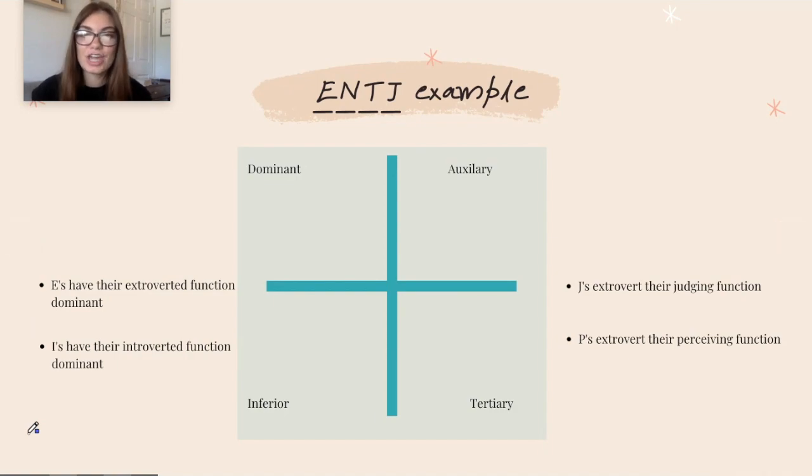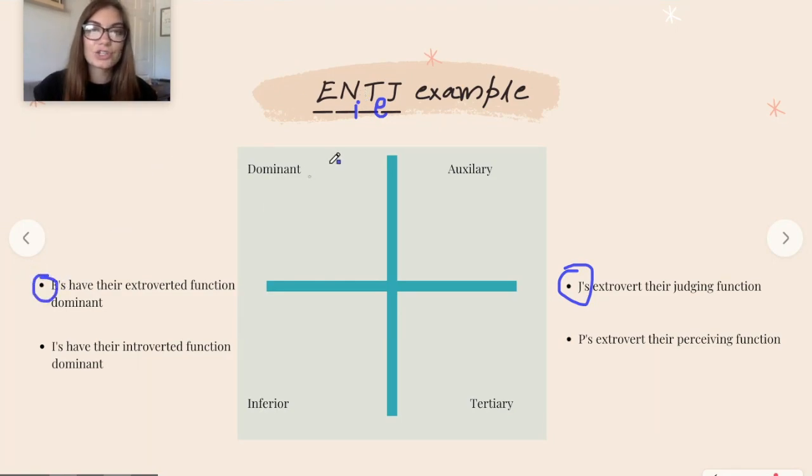This is the ENTJ. So we only switched one letter from the last one, but it is going to make their personality drastically different just by changing that one last letter. So they're a J, so they're going to extrovert their judging function, which means they're going to introvert their perceiving function, or their learning function. And since they're an extrovert, that extroverted function is going to go dominant, and their introverted function is going to go auxiliary. So their dominant function is extroverted thinking, and their auxiliary function is introverted intuition.